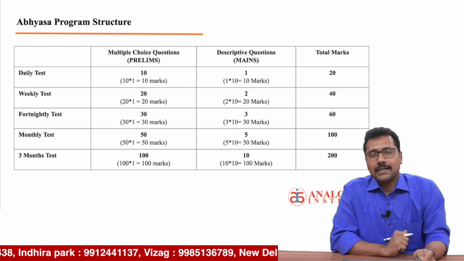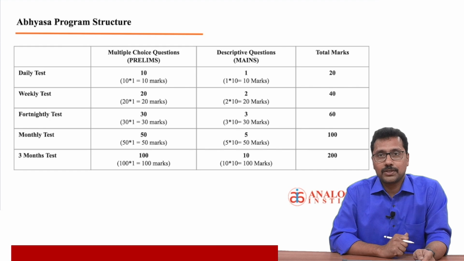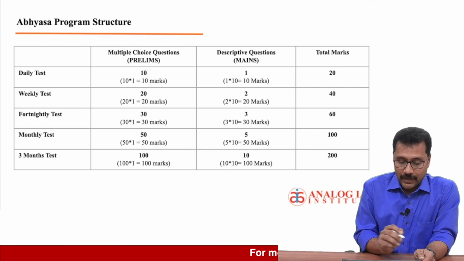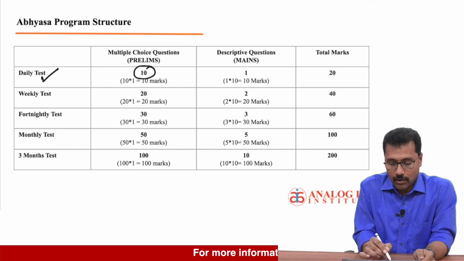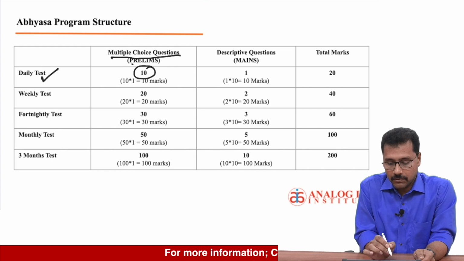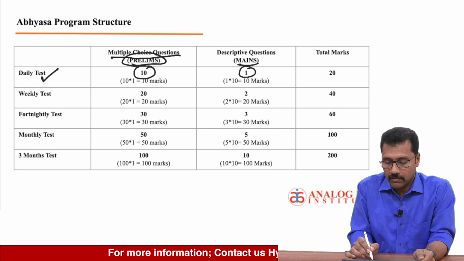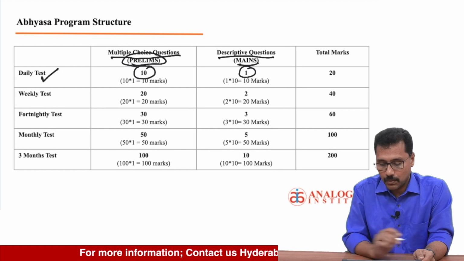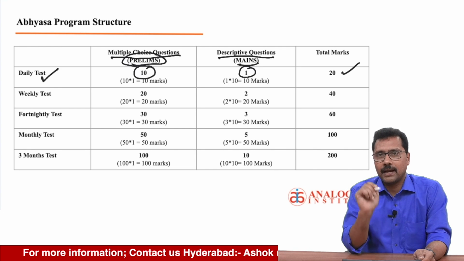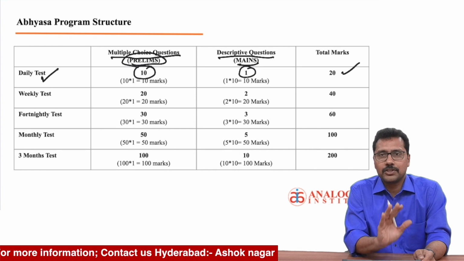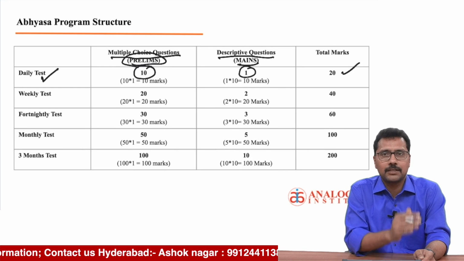And what exactly is the Abhyasa program structure? The Abhyasa program structure, as you can see here, has a daily test, right? In the daily test you have 10 objective MCQs, which are prelims based, and 1 descriptive question, a mains based descriptive question. So every day you will be writing 10 objective questions along with 1 descriptive one. That means prelims based practice as well as mains based practice.